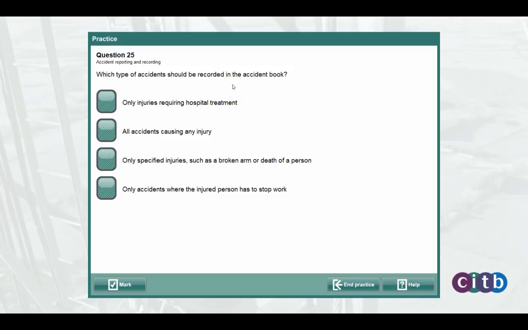Which type of accidents should be recorded in the accident book? Only injuries requiring hospital treatment. All accidents causing any injury. Only specified injuries, such as a broken arm or death of a person. Only accidents where the injured person has to stop work.